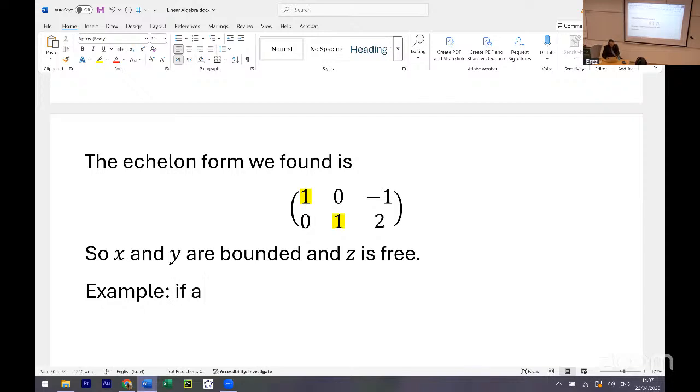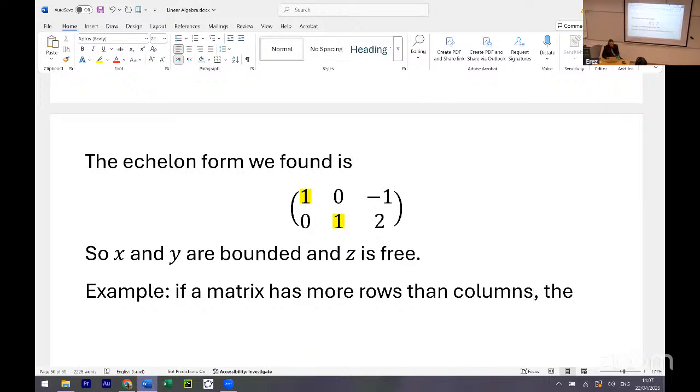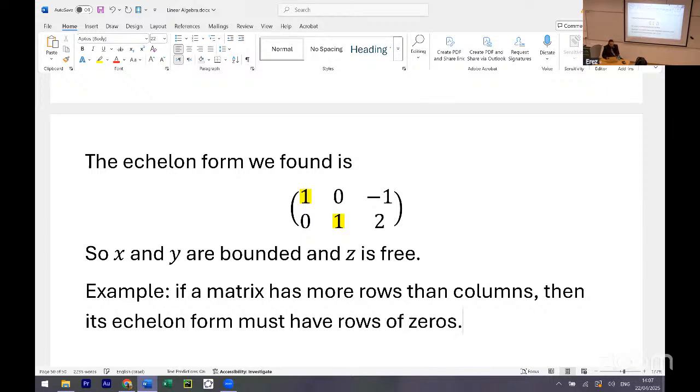If a matrix has more rows than columns, then its echelon form must have rows of zeros. That is definitely true, because every pivot must be at its own column. And if there are more rows than columns, there cannot be a pivot in every row.